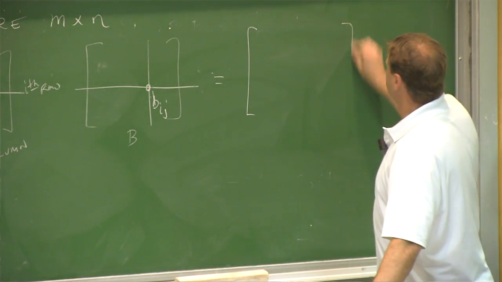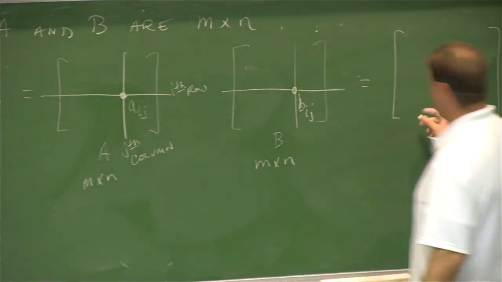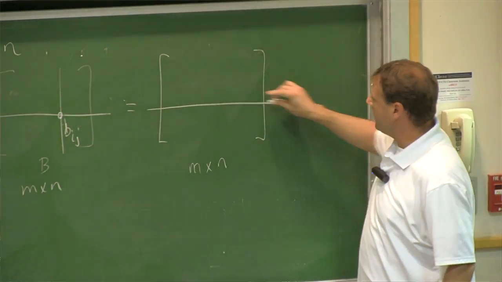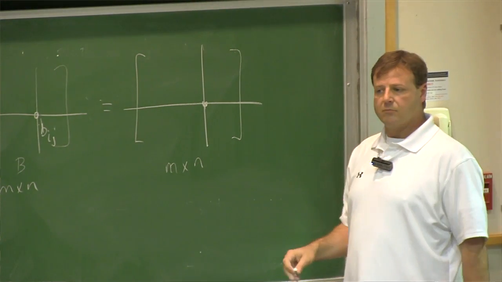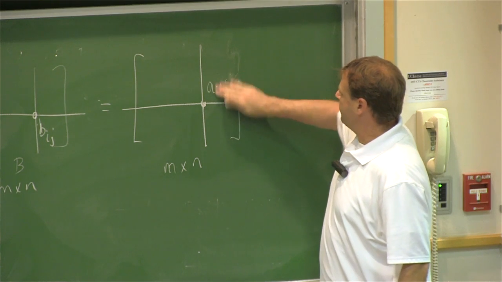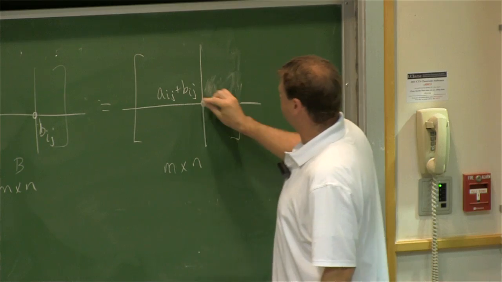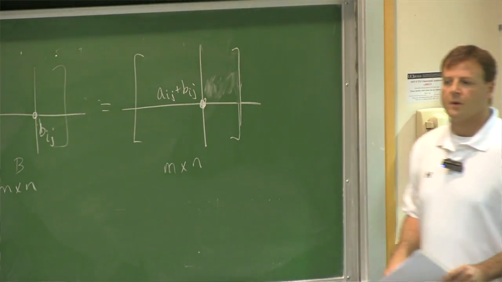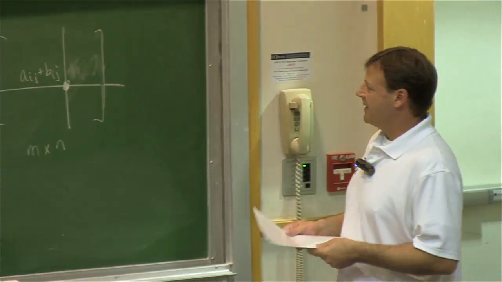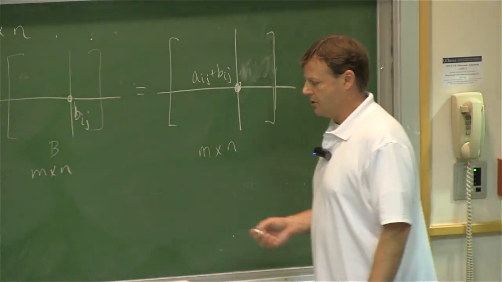So this is going to be a new matrix. This one was m by n. This one was m by n. And the resulting matrix is also going to be m by n. And what should we have in the ith row and the jth column? Well, I should have a sub ij plus b sub ij. I'll write it down here. Okay, so that's how I describe it mathematically. It's not that hard, but it's an opportunity to practice with notation so you get used to it.